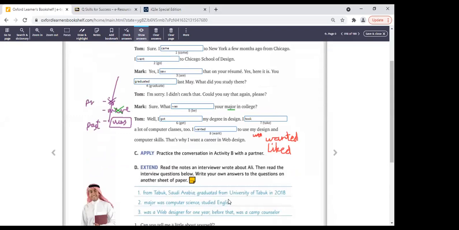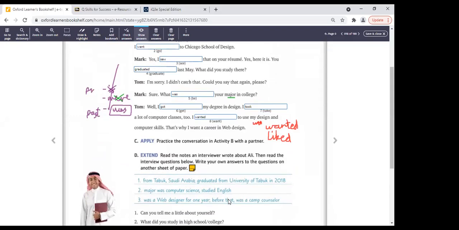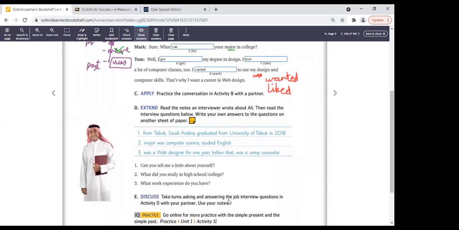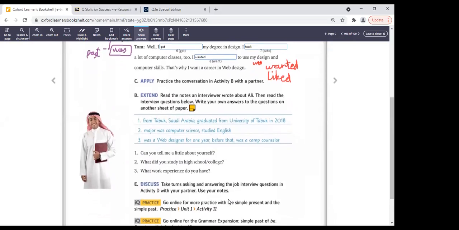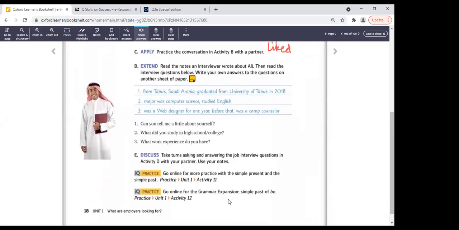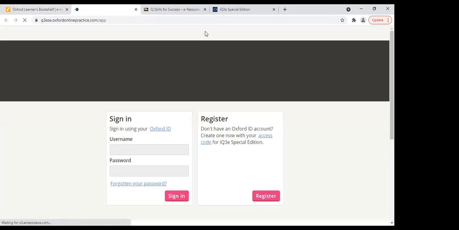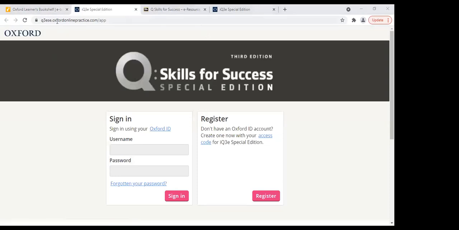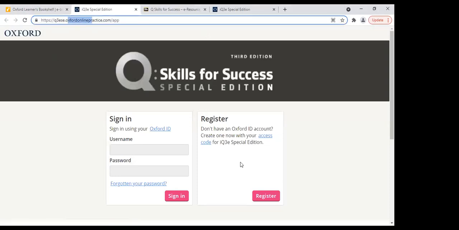Yes, it's clear. Practical conversation, extend, discuss. All right, I'll go online. Yeah, I'll do the activity online. More practice with the grammar skills. Yeah, and you can access it using this website. You go to this website, you can click on register, use the student number.